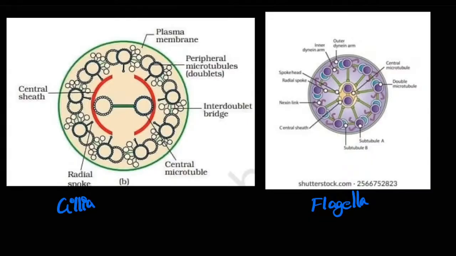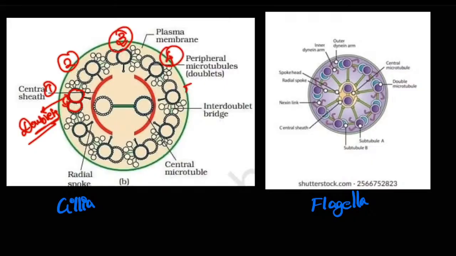So how will you have the structure? You will be having a total of 9 microtubule doublets. Microtubule doublets means this is one microtubule and this is one microtubule. When both are attached to each other, that is known as a doublet. How many will there be? 9. So this is 1, 2, 3, 4, 5, 6, 7, 8, 9.